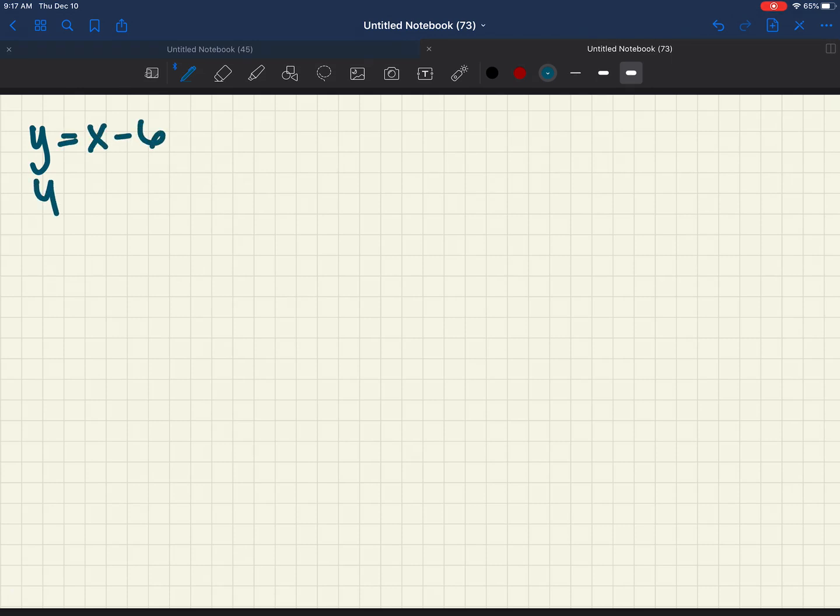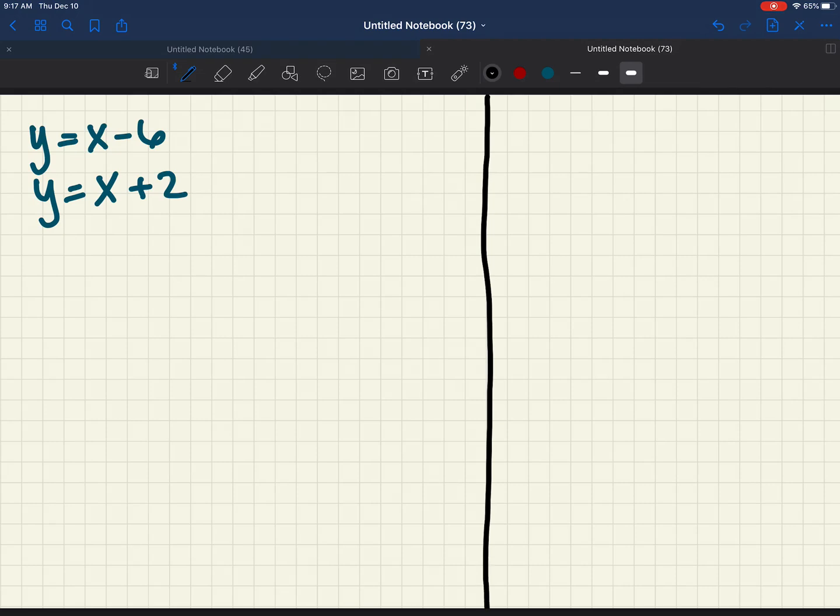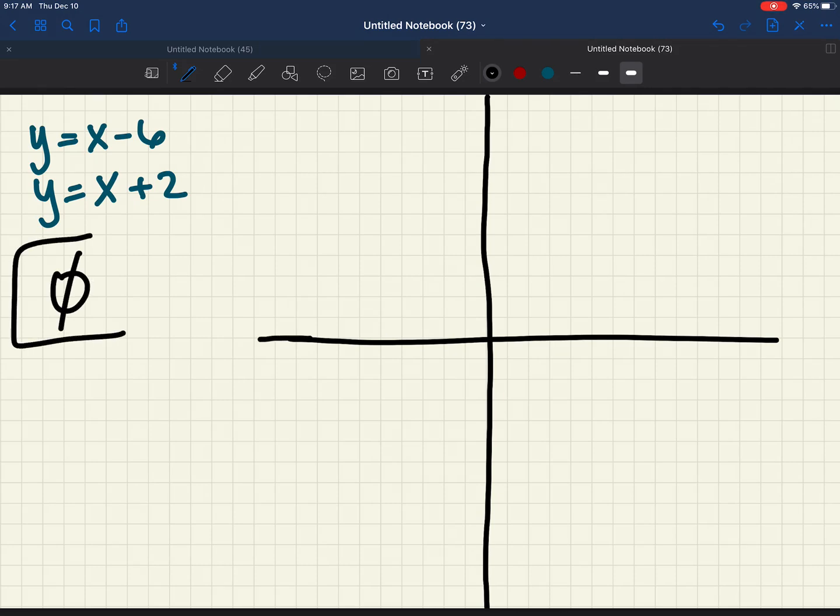All right, let's look at y is equal to x minus 6 and y is equal to x plus 2. How do you know it's no solution? Yeah, they have the same slope, okay? So we know already our answer is going to be no solution, but we're going to graph and check it anyway. How would I graph the first one? Go down 6, and then up 1, right 1. I go down 6 because that's my what? It's your y-intercept. My y-intercept is negative 6, okay? And then I go up 1 over 1 because of my slope.